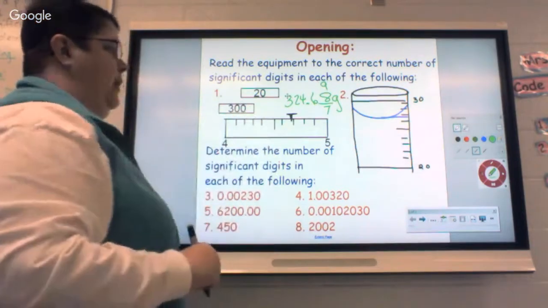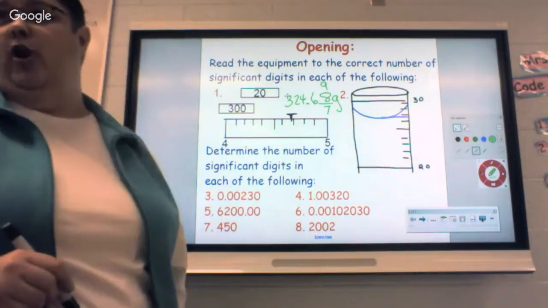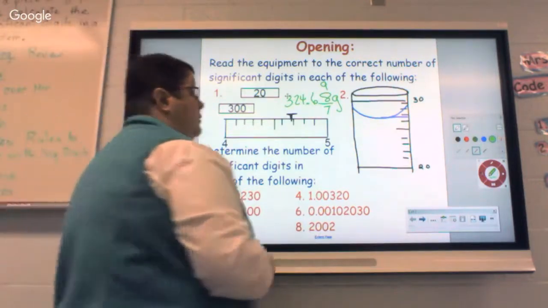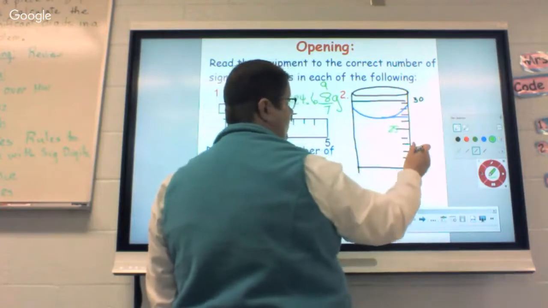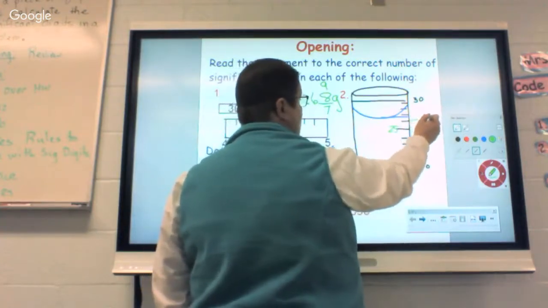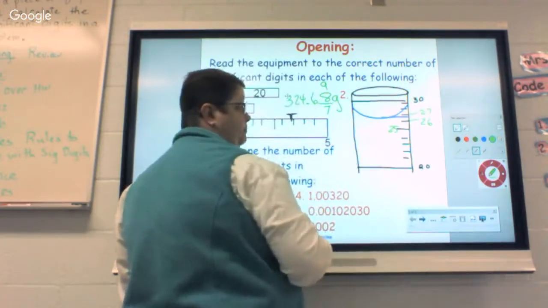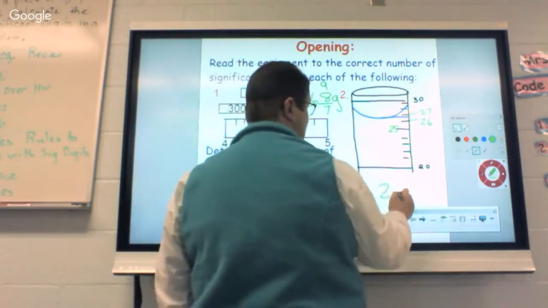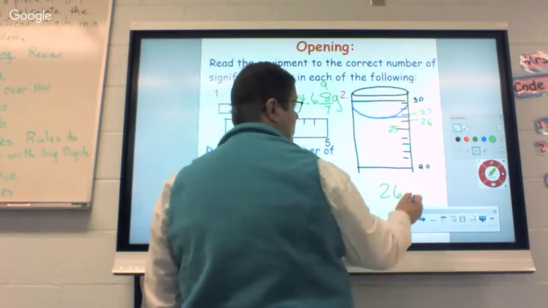All right, in the second picture, in your graduated cylinder, what would you have written as your known data? Okay, this is 25 right there. So this would be 26, and this would be 27. So what do we know? We know the 26. All right, so our guess would be what?